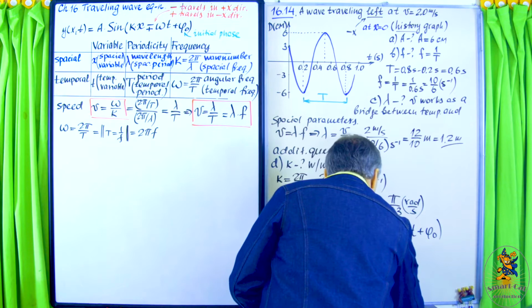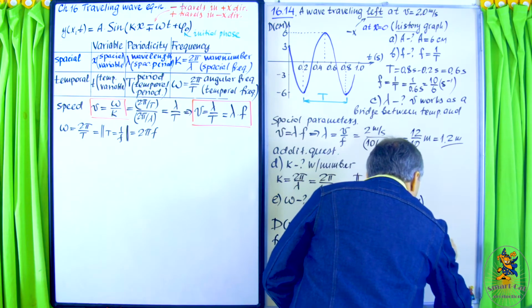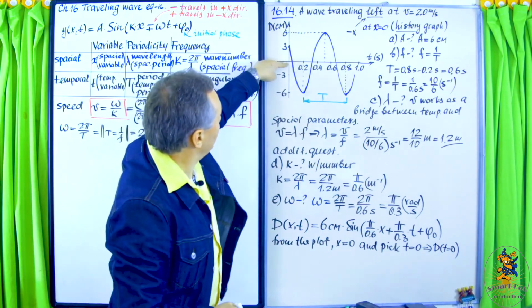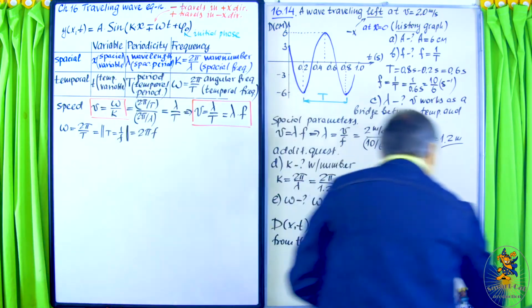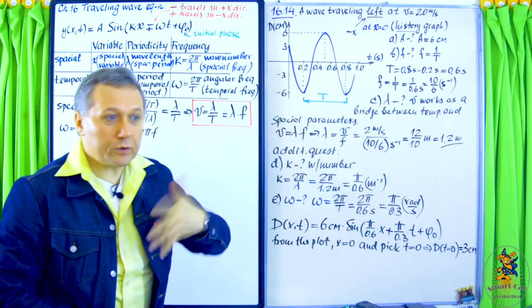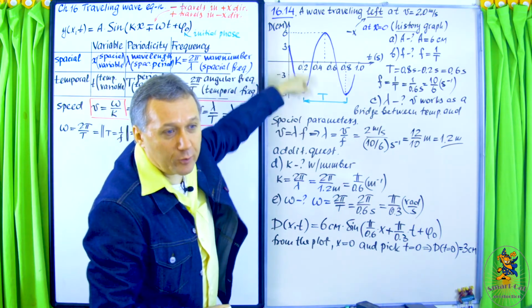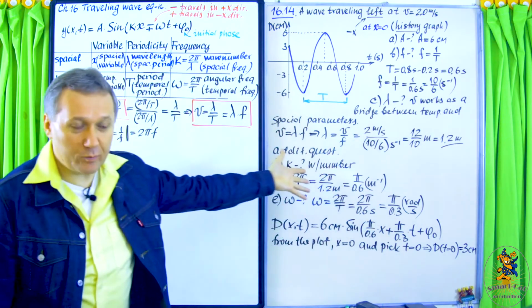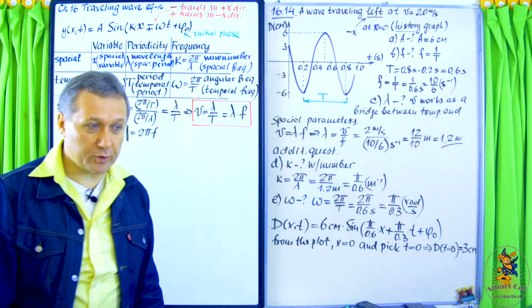Pick t equals 0. And we know that the displacement at t equals 0 equals 3 centimeters. So we can use that fact. Again, if you don't like t equals 0, not a big deal. You can pick this point. You will have to deal with more terms over there, but of course, at the end, you will end up with the same answer. But in this case, t equals 0 is probably the easiest point to use.